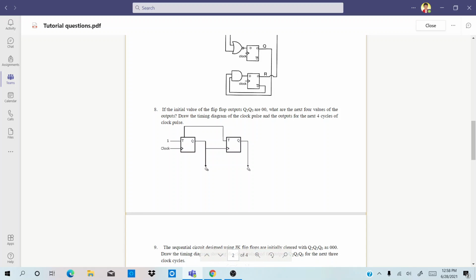positive edge triggered clock. So what we have to learn is first of all we should know the function of flip-flop. So these flip-flops are used to store the bits.